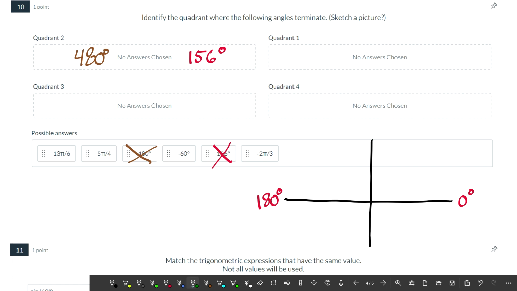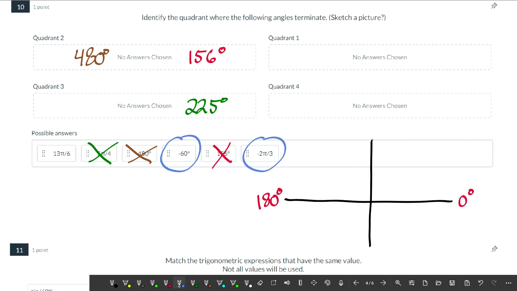All right. Let's look at 5 pi over 4. Now, 5 pi over 4 is on the unit circle. But if you did convert this to degrees, this is actually 225 degrees, which would put us right around here. So 225 degrees would be in quadrant 3.